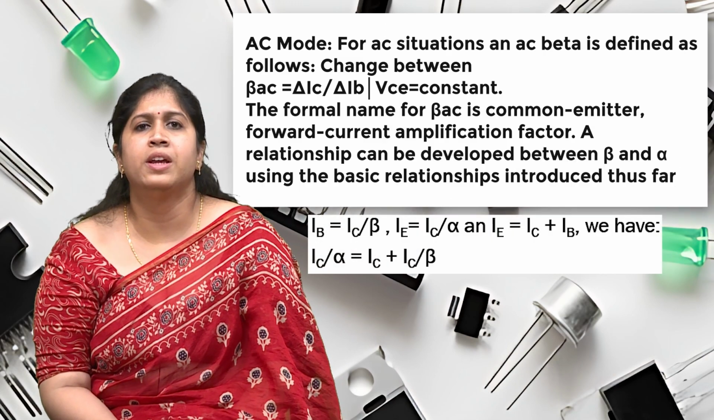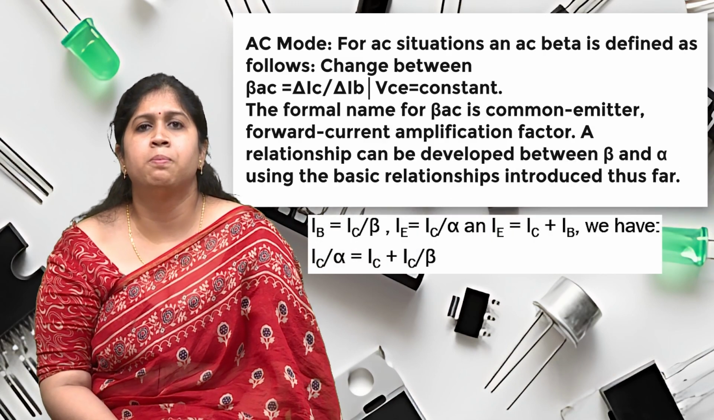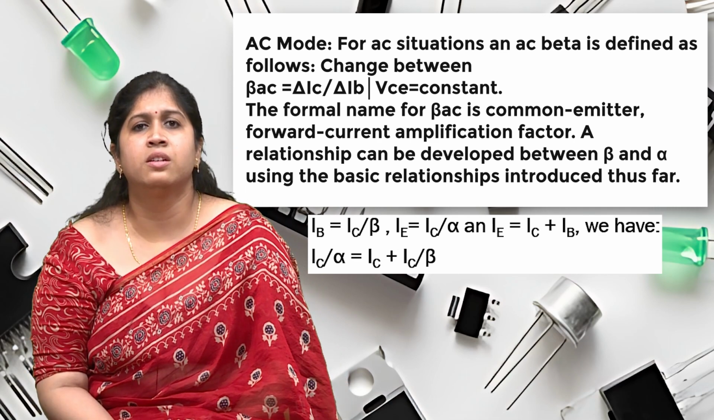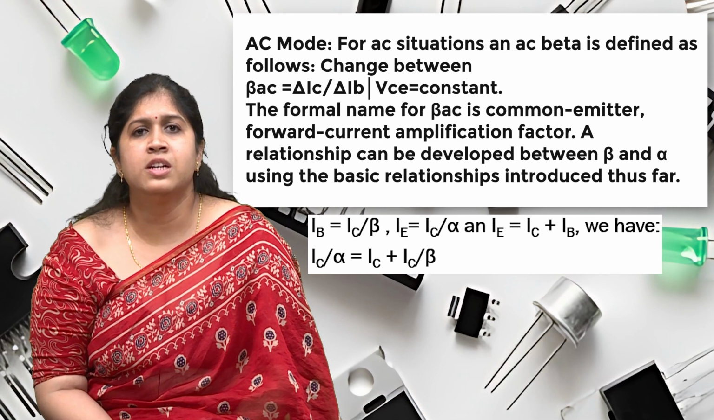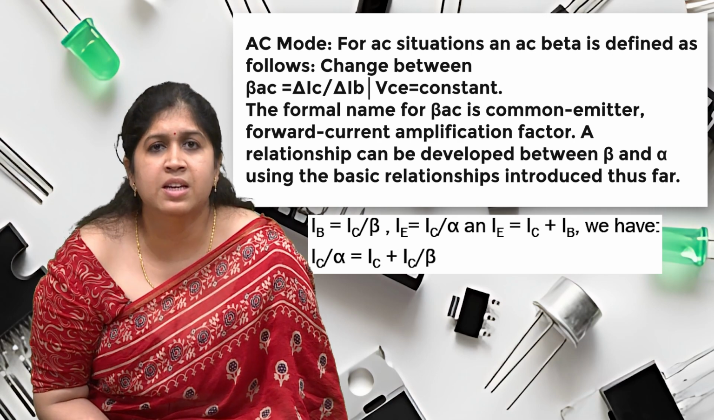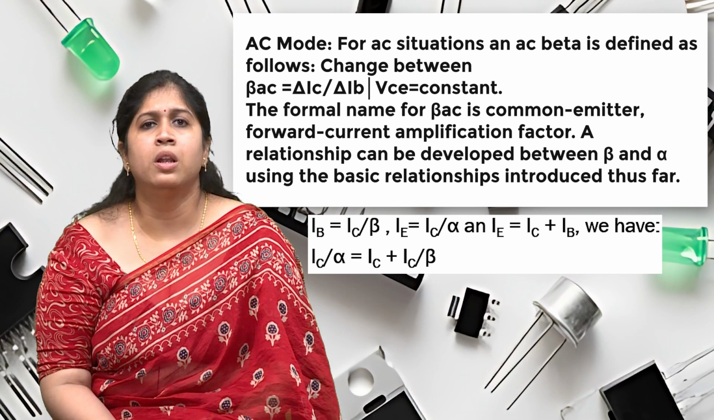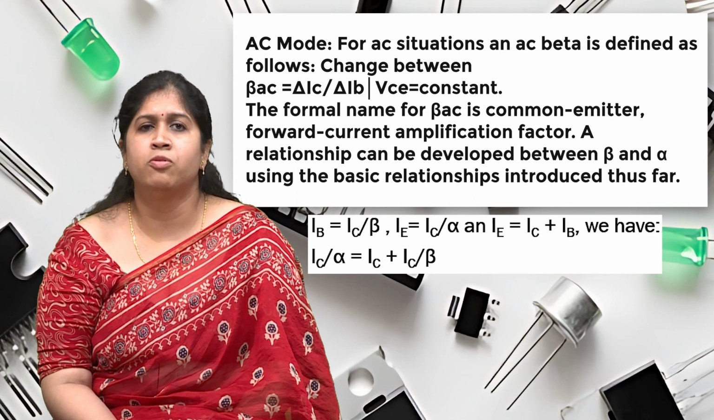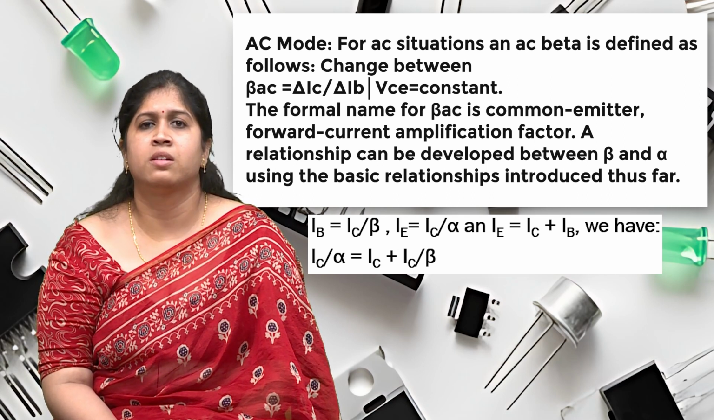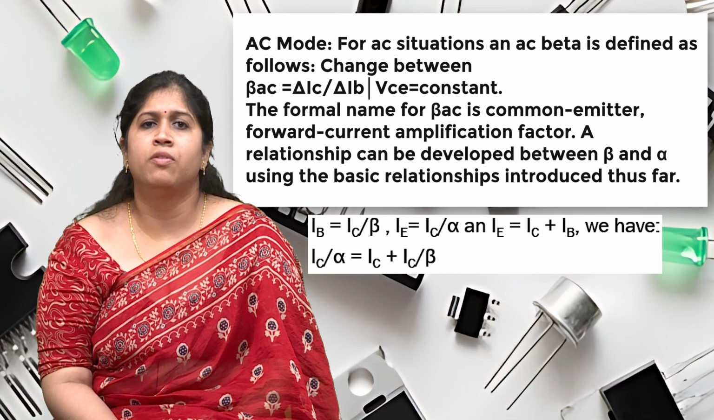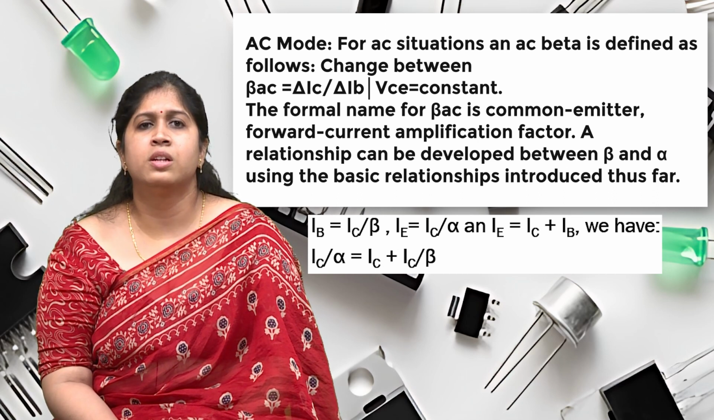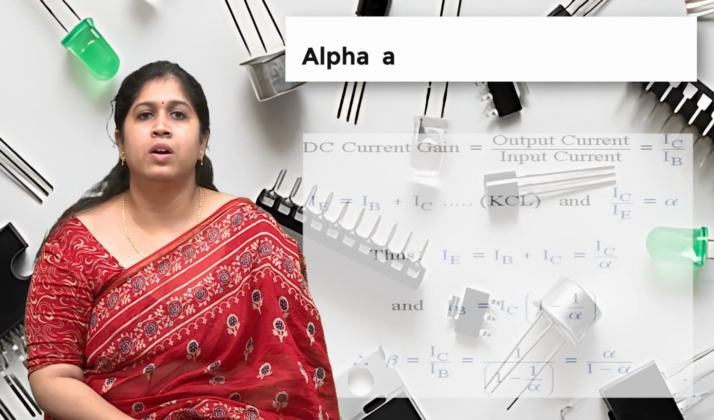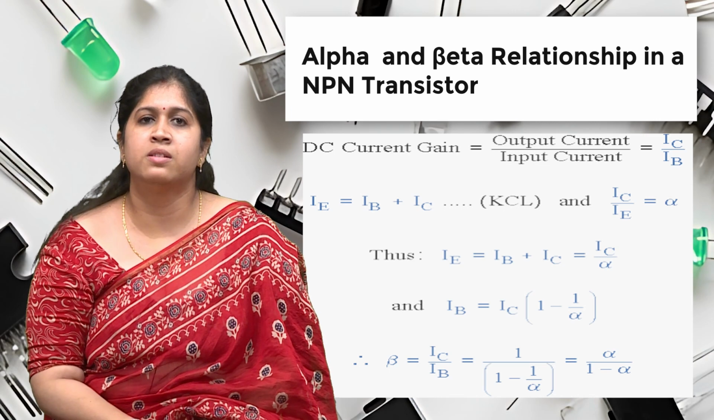AC mode. For AC saturation, AC beta is defined as follows. Beta AC equals change in IC upon change in IB, VCE constant. The formal name of beta AC is the common emitter forward current amplification factor. A relationship can be developed between beta and alpha using the basic relationship introduced thus far, for the alpha and beta relationship in an NPN transistor defined here.